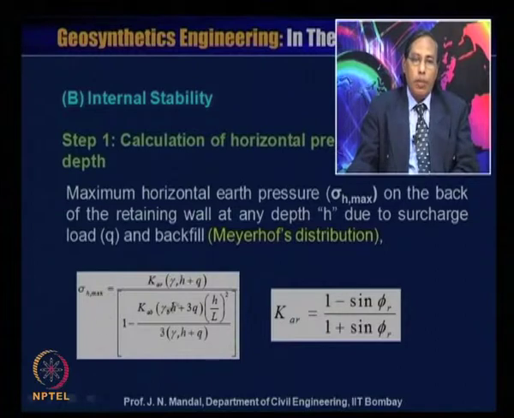So, we can obtain this equation, that is sigma H maximum is equal to K AR into gamma R into H plus Q, divided by 1 minus K AR gamma R into H plus 3Q, H by L whole square, this divided by 3 into gamma R into H plus Q, where K AR is equal to 1 minus sin phi R divided by 1 plus sin phi R. So, we will use this equation for the calculation of the horizontal pressure at any depth.